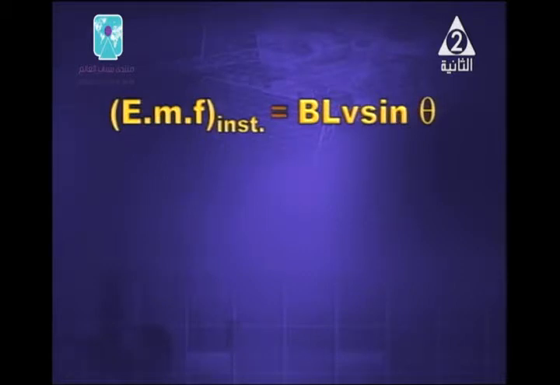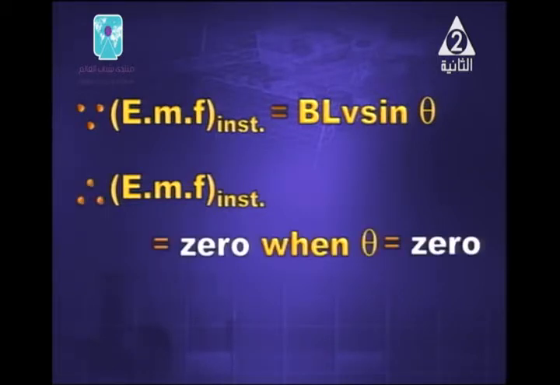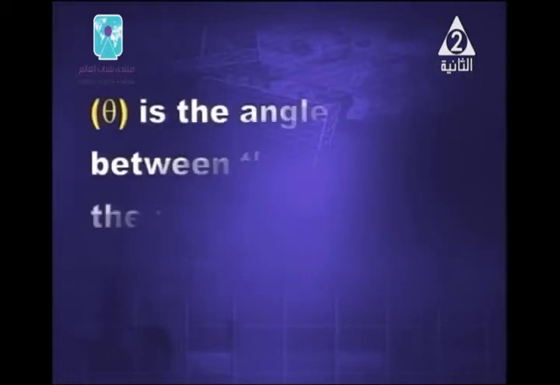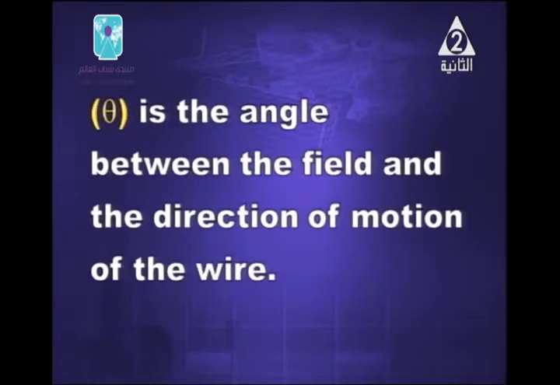Since the instantaneous EMF is given by the expression BLV sine theta, where B is the magnetic flux density, L is the length of the wire, V is the linear velocity, and theta is the angle between the direction of motion of the wire and the field. So the instantaneous EMF equals 0 when theta is 0, because sine 0 equals 0. So the wire must be moved parallel to the field. And by the way, theta is the angle between the field and the direction of motion of the wire.